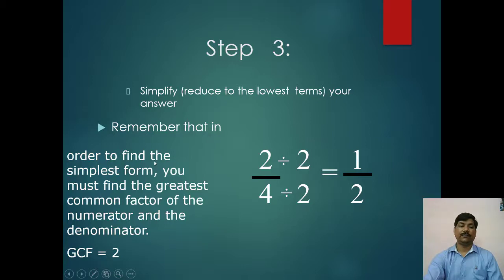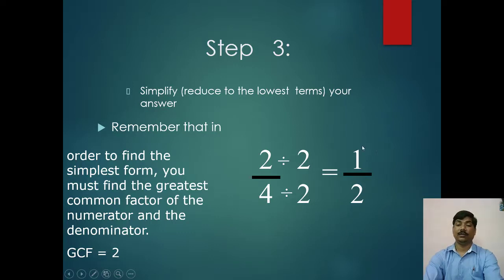Remember that in order to find the simplest form, you must find the greatest common factor of the numerator and denominator. It means GCF or HCF. So the difference of the fractions was 2 upon 4. This is not in the simplest form. We'll find the highest common factor. The HCF of 2 and 4 is 2. Here we will divide 2 by 2 getting 1, and 4 divided by 2 getting 2.